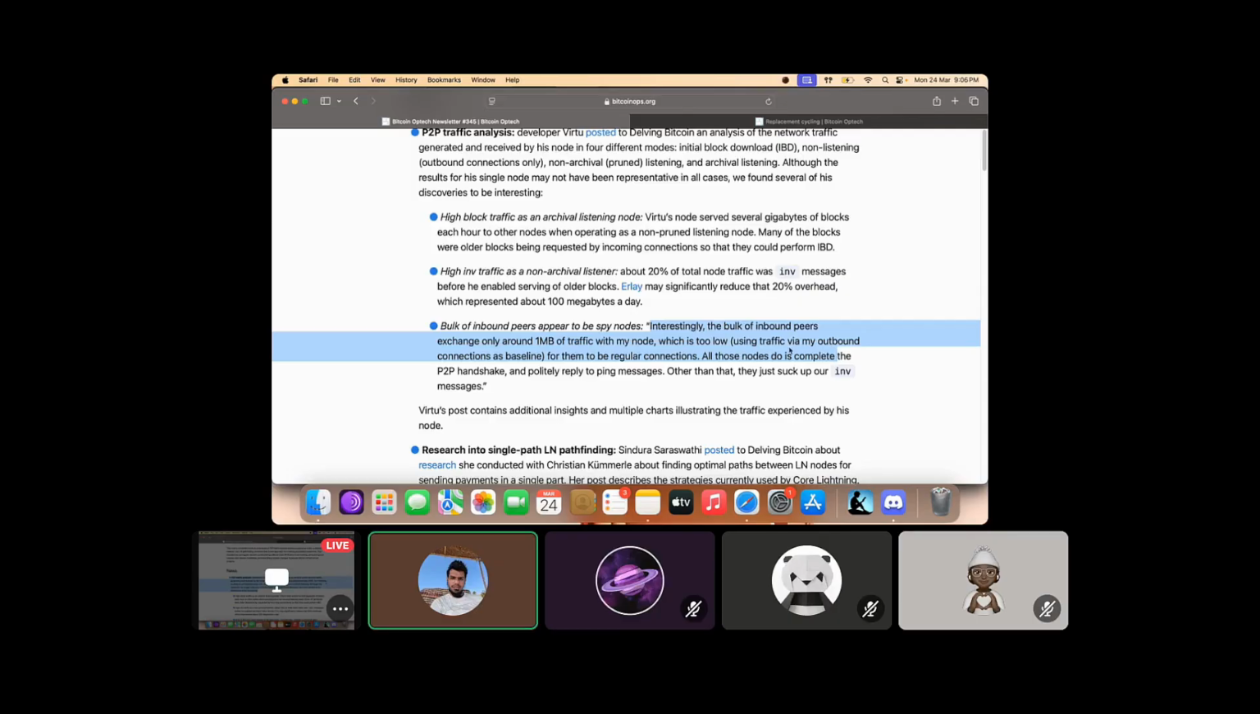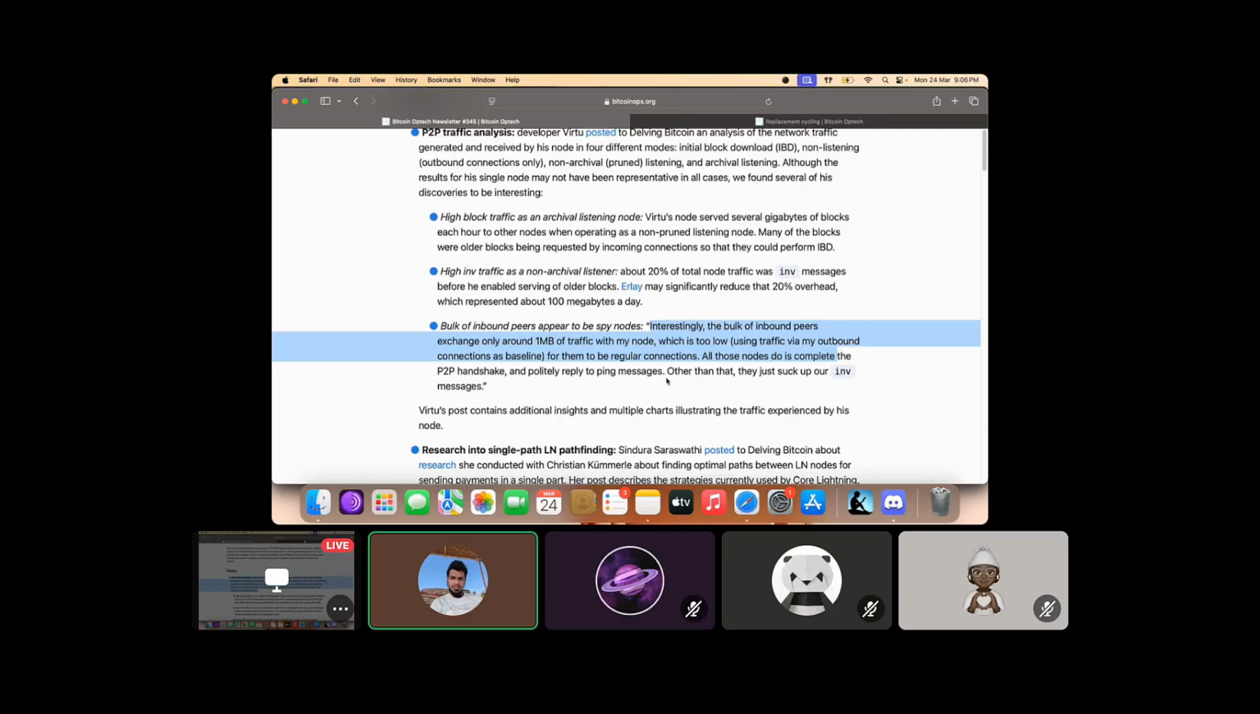This is too low, using traffic via my outbound connections as the baseline for regular connections. All those nodes do is complete the P2P handshake and politely reply to ping messages. Other than that, they just suck up our INV messages. So a lot of the connections were spying nodes that just established connections with their node as peers in a P2P handshake, and they just reply to ping messages.